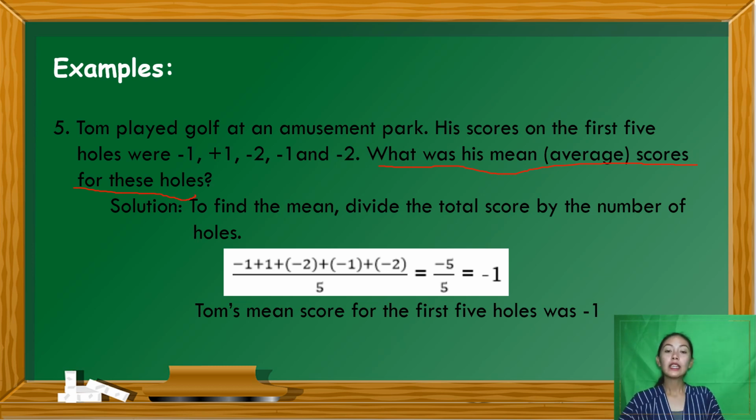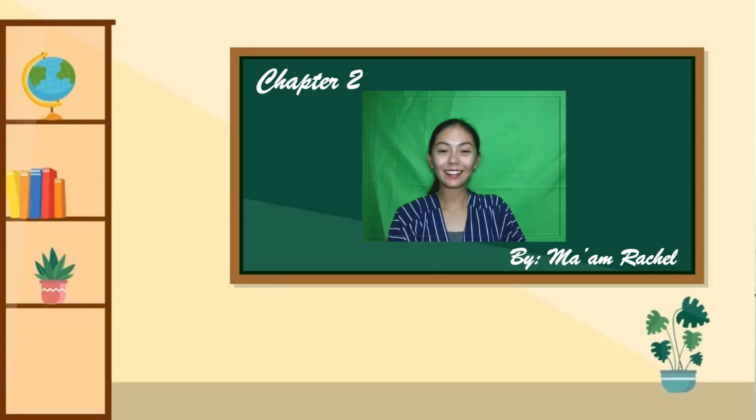To find the mean, divide the total score by the number of holes. So just find the sum of the scores: negative 1 plus 1 plus negative 2 plus negative 1 plus 2, divided by the number of holes, which is 5. So we have negative 5 divided by 5 is negative 1. So Tom's mean score for the first 5 holes was negative 1.